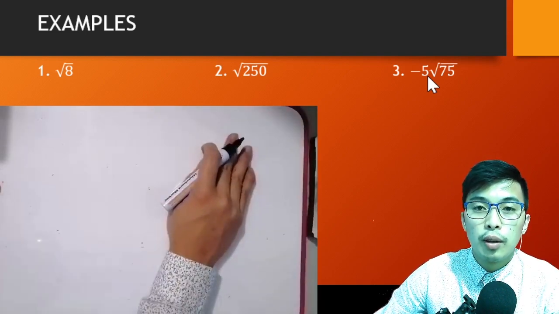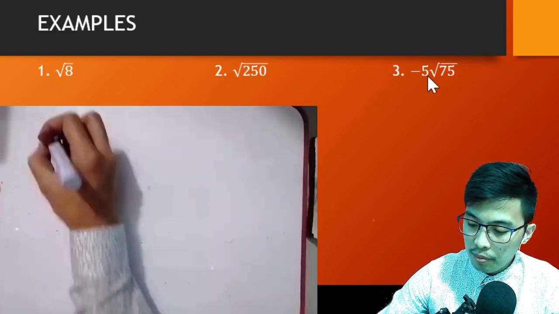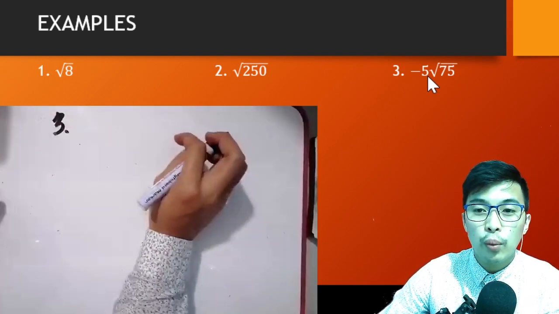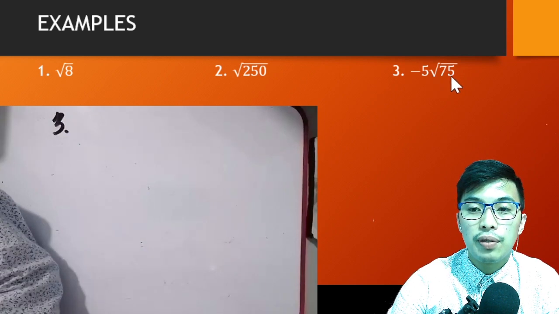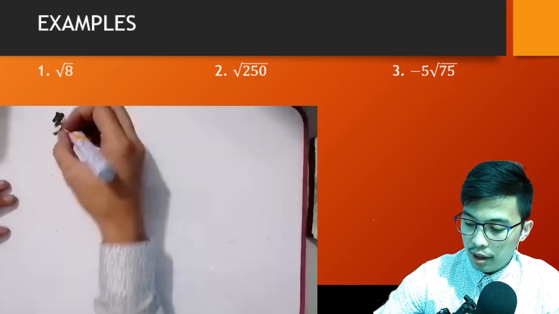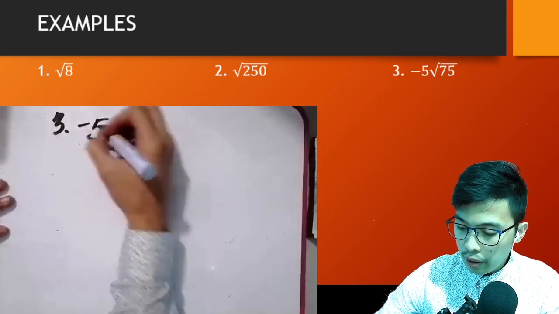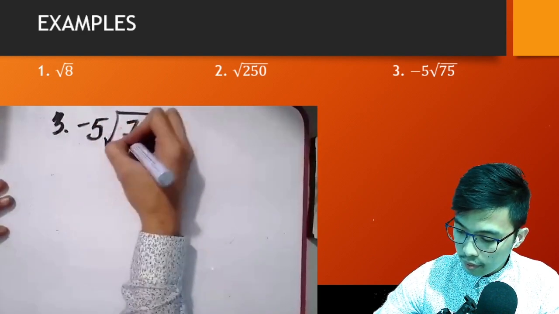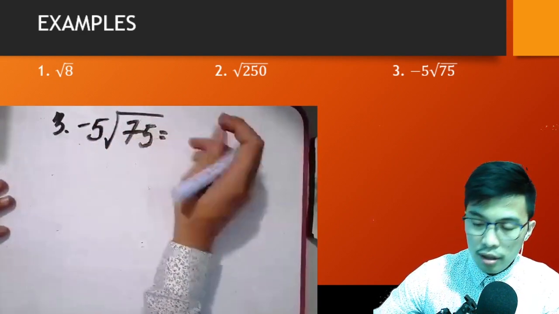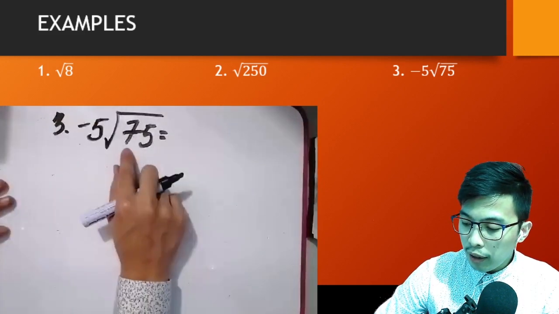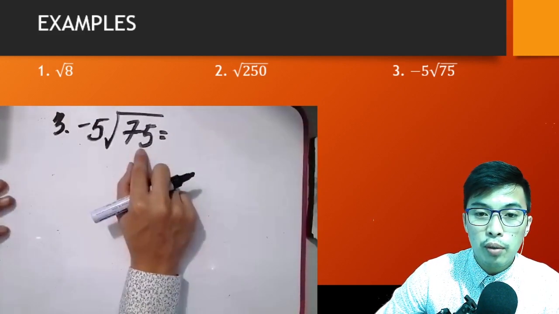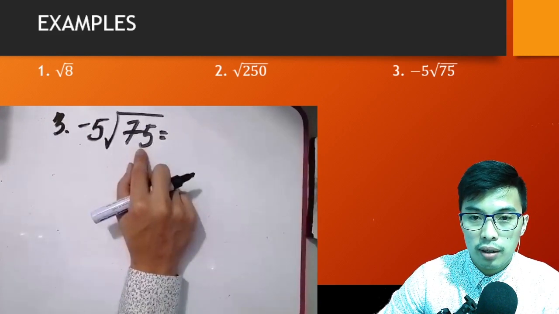Okay, so we go with example number 3. And how do we read this? Negative 5 times the square root of 75. And then we write here on the whiteboard. Okay? So same procedure. We factor 75 na yung isang factor is a perfect square.